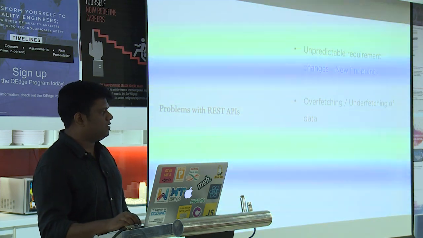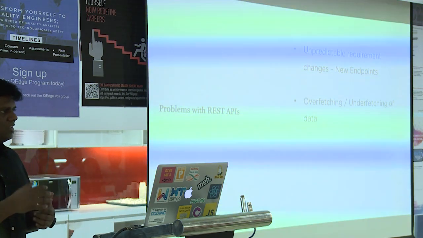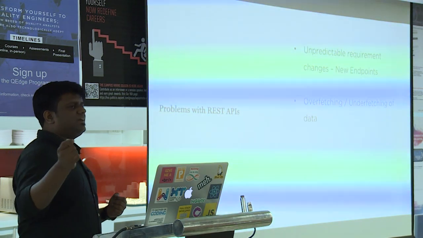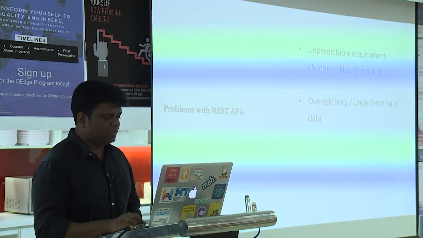And underfetching is, again, if you are requesting a resource which is only giving you a name and email, and if you want the other address information, you have to hit another API to get all the contact information and then consolidate and put them on the client side.